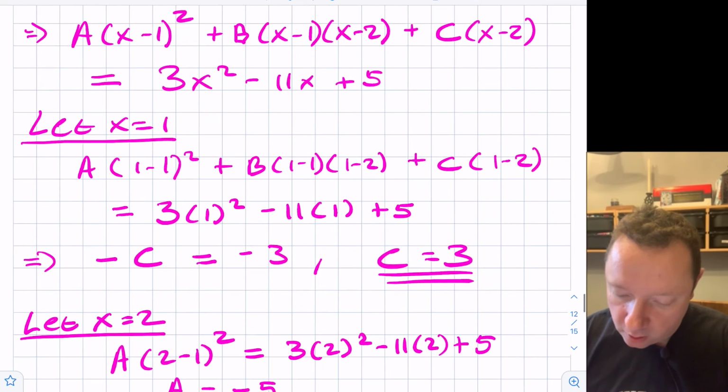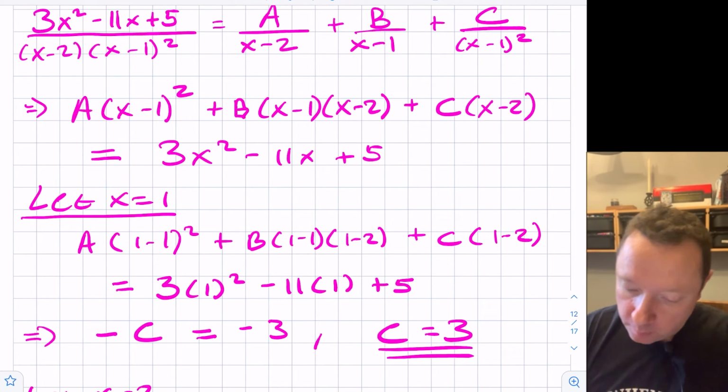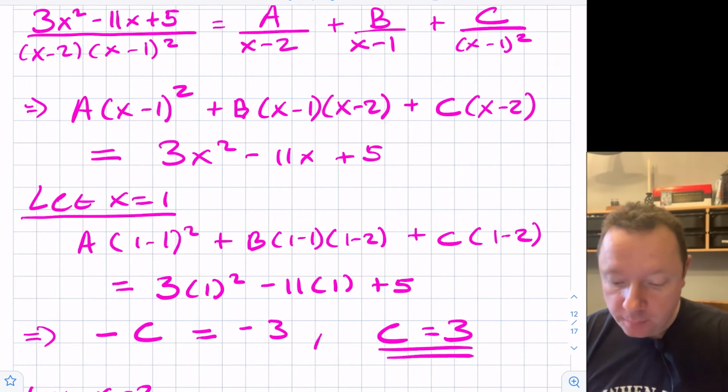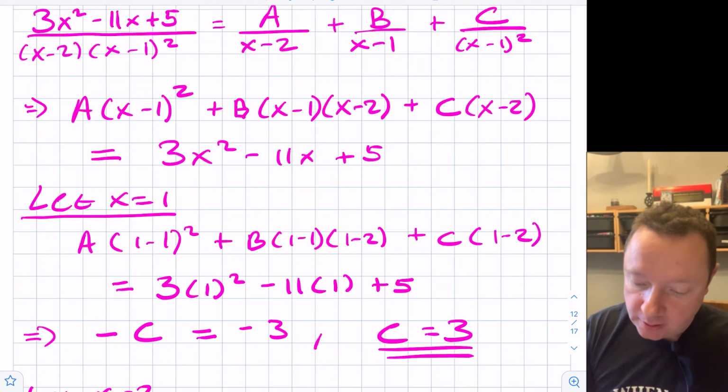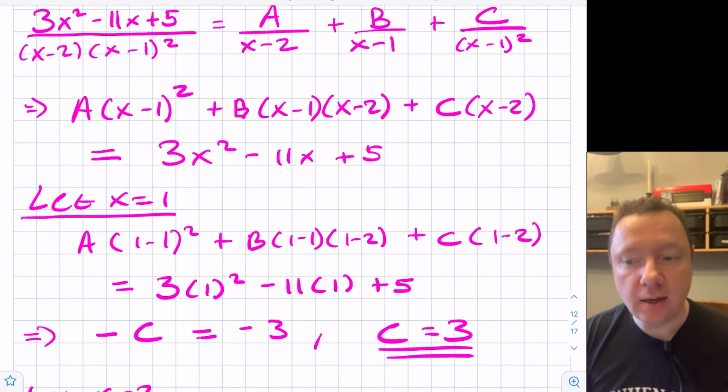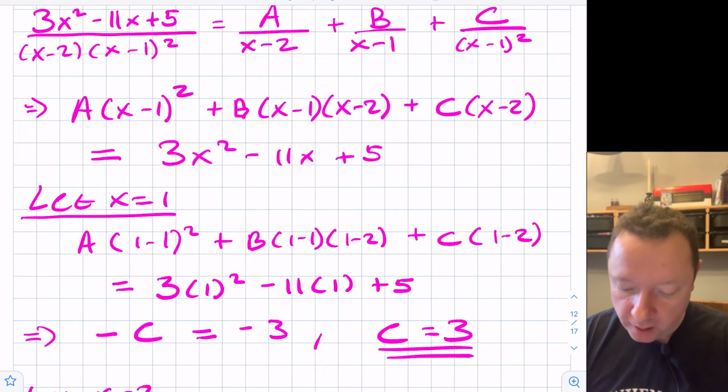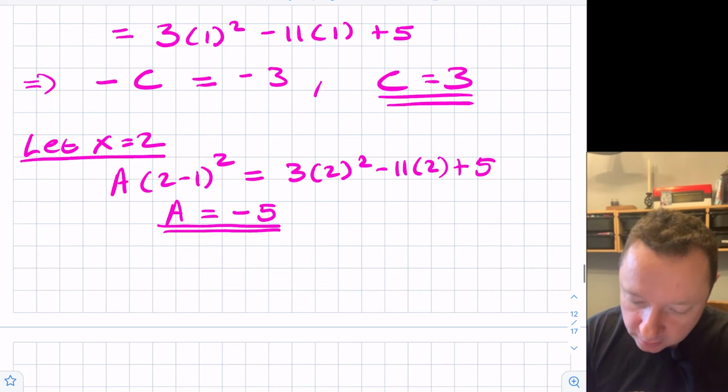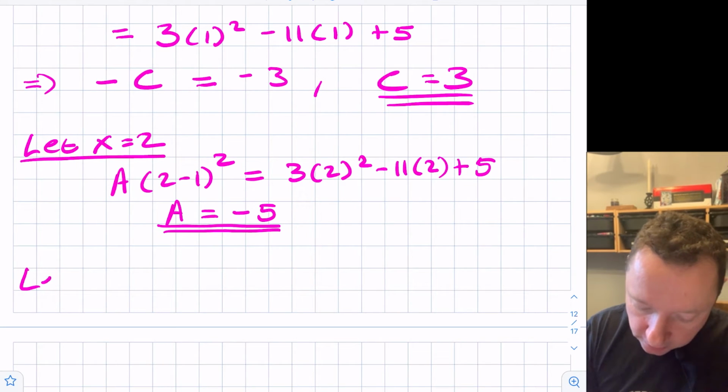So let's go back up. We can't pick the numbers 1 and 2 because we've already done that, and that will eliminate b. But since we already know a value for a and c, we can just pick any number for x, and that will allow us to then get an equation to work out b. So let's just pick the next logical number, which is 3. So if I write, let x equal 3.